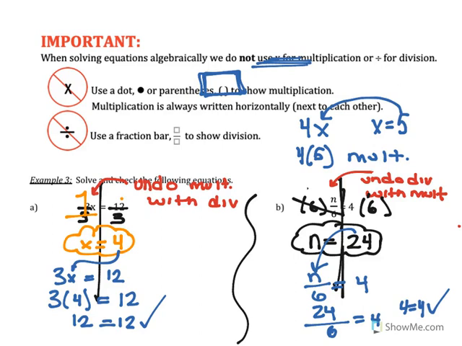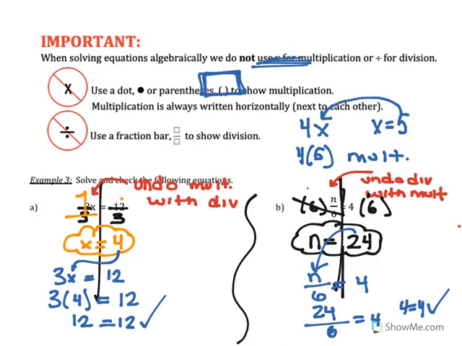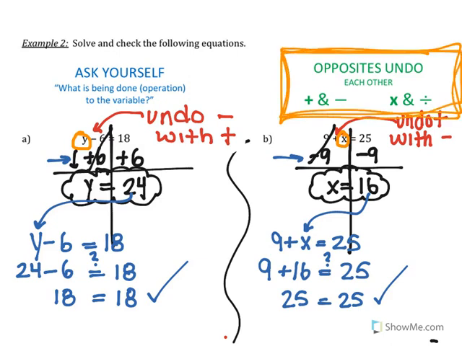Those are the 4 basic kinds of one-step equations that you're going to see. So just to go back, we had subtraction, so we undid subtraction with addition. Here we have addition, we undid addition with subtraction. Here we had multiplication, which we undid with division. And here we have division, which we undid with multiplication. So like it says here at the top, opposites undo each other. So you need to make sure you know what your opposites are.